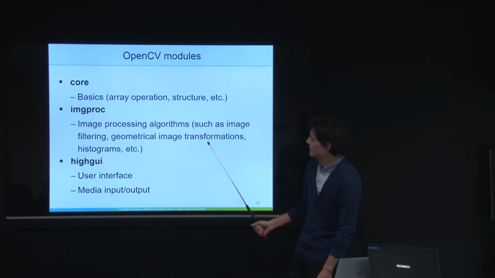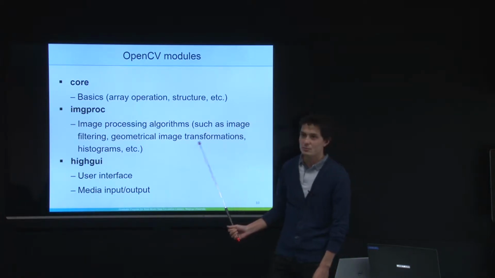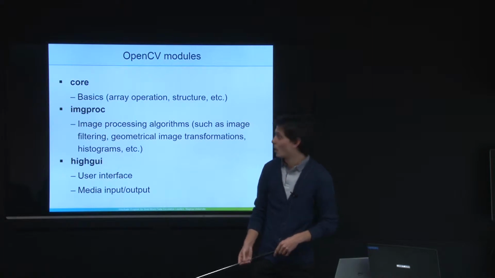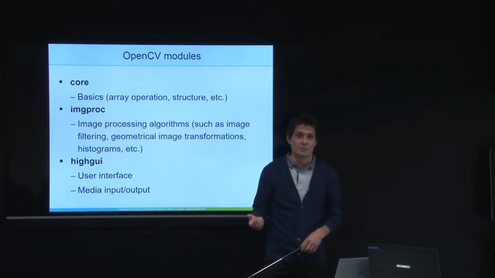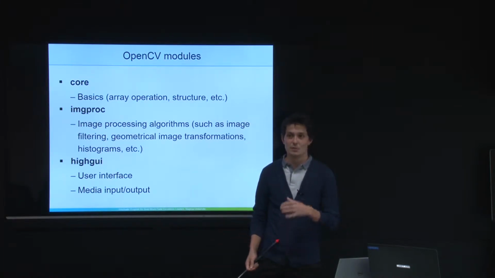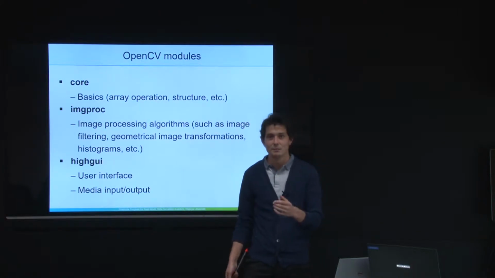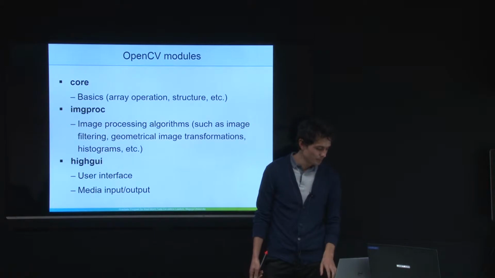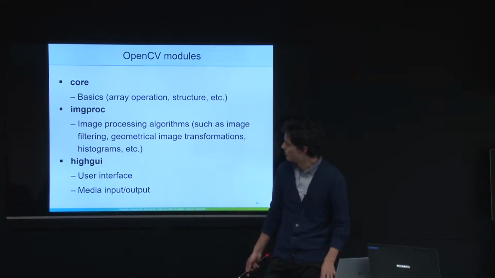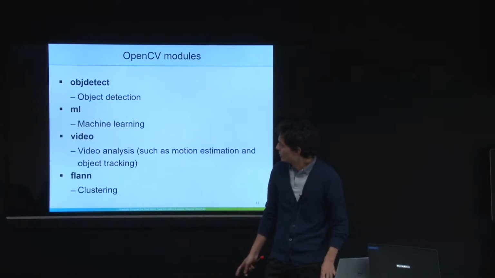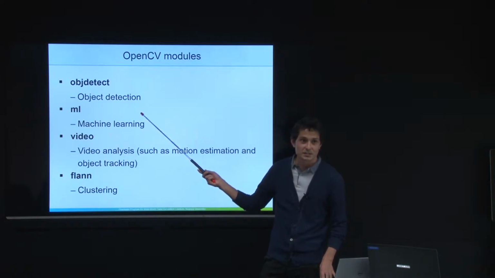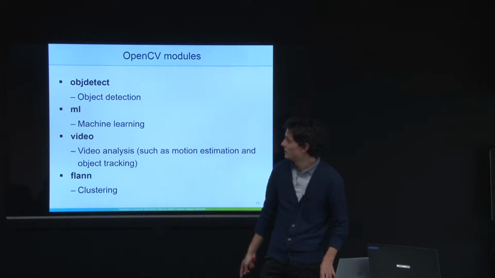Image processing is probably the one that you use the most for scientific research, because it includes algorithms for edge detection, or if you want to do image transforms to make them usable for machine learning and so forth. There's also some specific ones, for example, face detection in the object detection library.